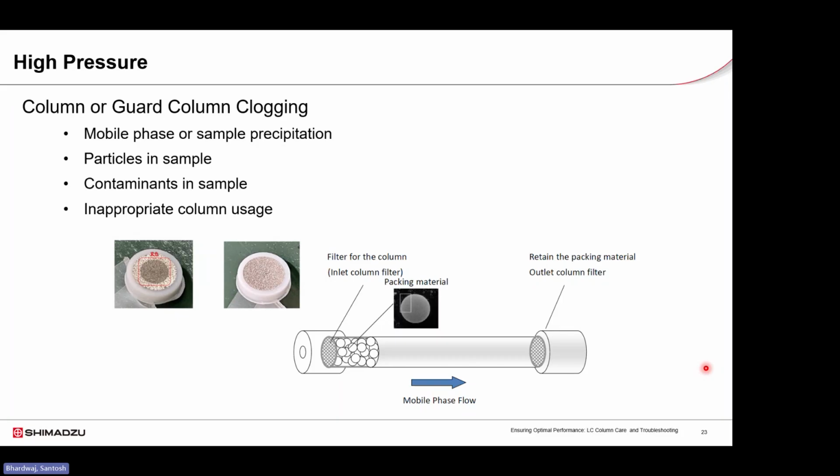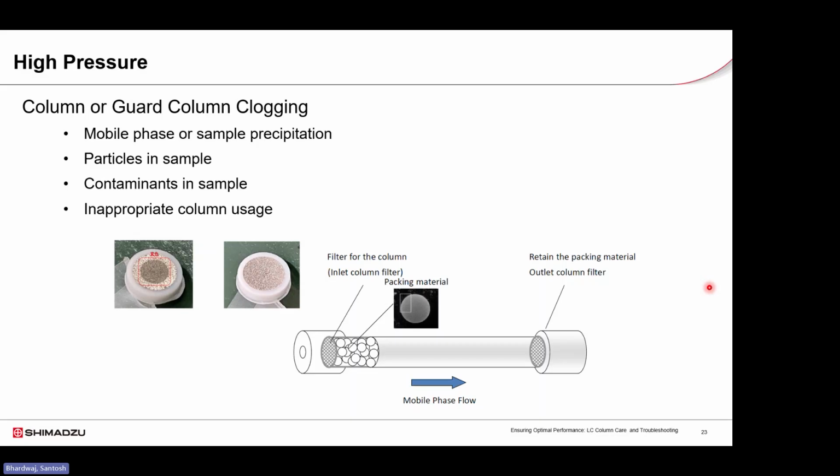In the image shown, the inlet frit on the left side is from the column with a high back pressure issue. You can see a visible discoloration compared to the clean frit on the right side. This build-up is likely the cause of the increased pressure. This is why we strongly recommend filtering the samples before injection.